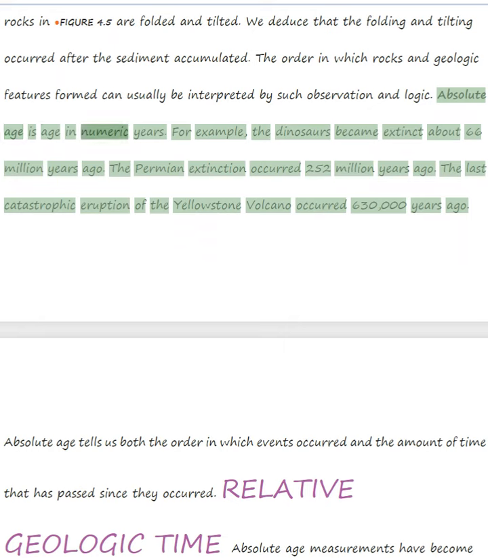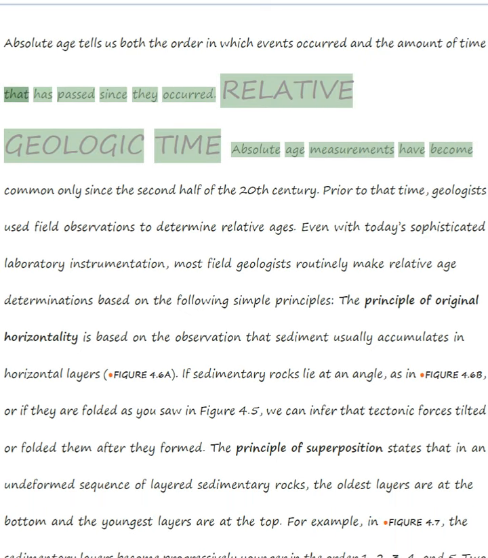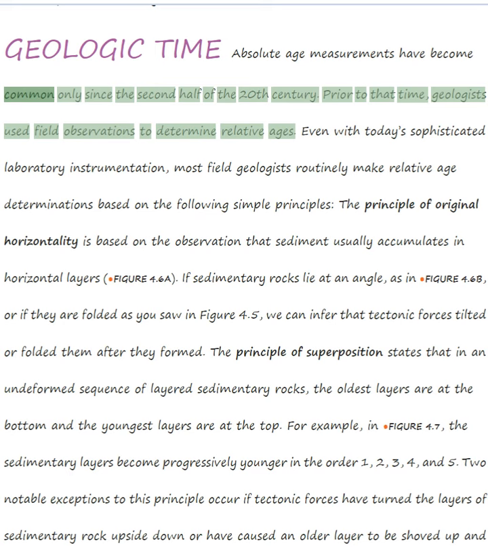Absolute age is age in numeric years. For example, the dinosaurs became extinct about 66 million years ago. The Permian extinction occurred 252 million years ago. The last catastrophic eruption of the Yellowstone volcano occurred 630,000 years ago. Absolute age tells us both the order in which events occurred and the amount of time that has passed since they occurred. Absolute age measurements have become common only since the second half of the 20th century.